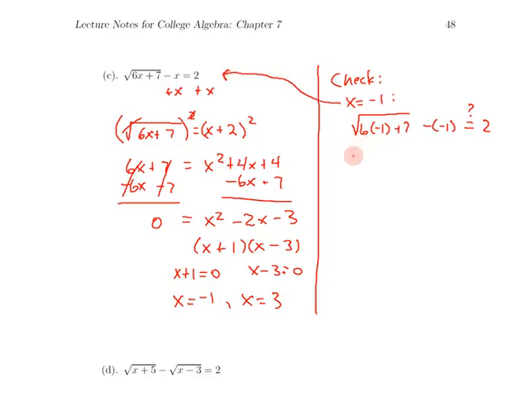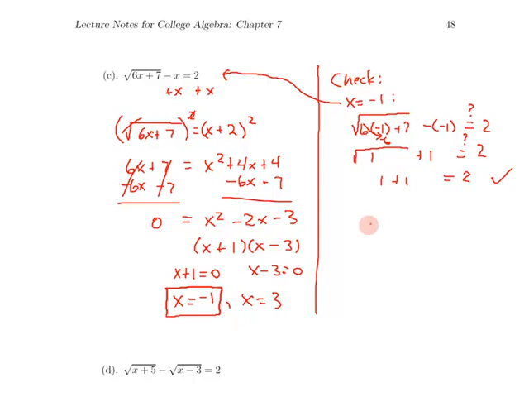So that gives me a square root of negative 6 plus 7 is positive 1. And that's a minus negative 1, which is plus 1. That's 1 plus 1. That does equal 2. So that one checks. I know this is a solution.